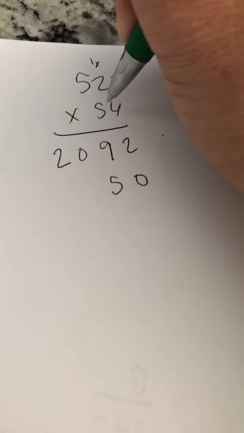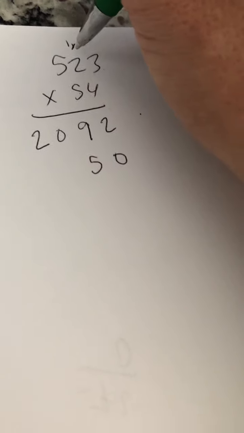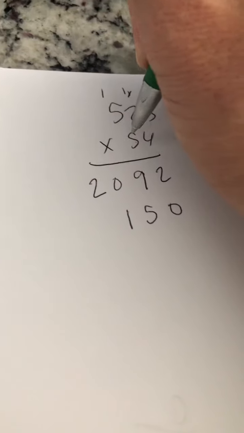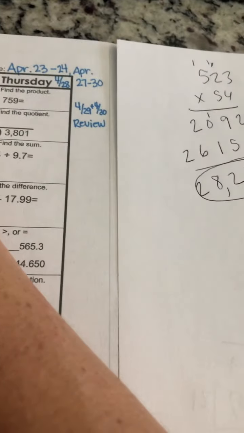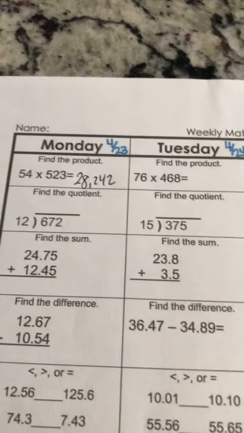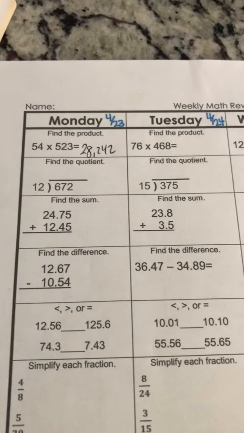5 times 3 is 15, carry my 1. I'm going to cross that one off so I don't re-add it. 5 times 2 is 10, plus 1 is 11, carry my 1 again. 5 times 5 is 25, plus 1 is 26. Adding everything together, I've got 2 here. 9 plus 5 is 14. Carry my 1. 1 plus 1 is 2. 2 plus 6 is 8. And 2. 28,242. Next is find the quotient.